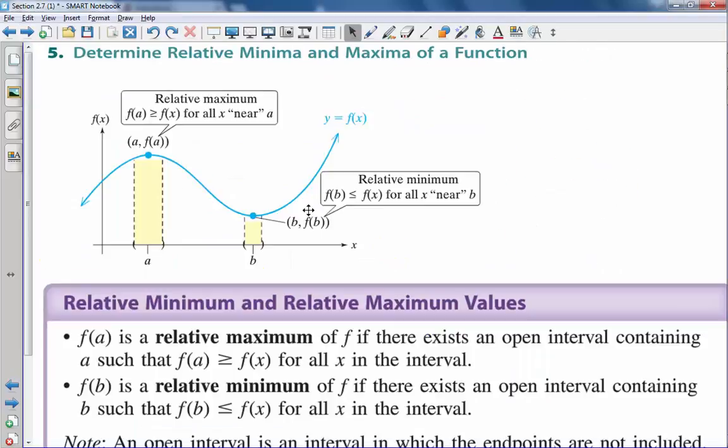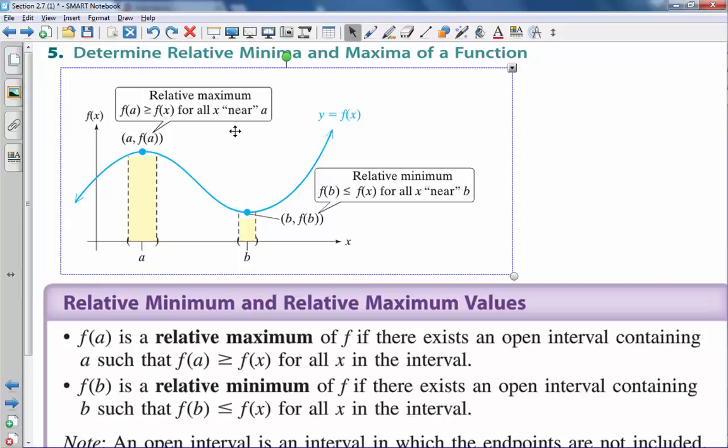And the last question involves finding maximums and minimums. Relative means local. Basically, maximums are little bumps on the path of this curve. Do you see a bump on this curve? Yeah, here we go.